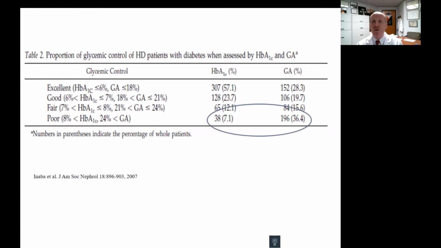In fact, if you then look at GA and categorize the degree of glycemic control, only 28% had excellent control and about 20% good control. Nowhere near the overestimate of good control with the falsely low hemoglobin A1C. And in fact, 36%, not 7%, 36% of those dialysis patients had poor control with a glycated albumin over 24%. So the danger of using an A1C in hemodialysis patients is that it's approximately 2% lower in these patients from Japan, and it makes everybody look like their glycemic control is good when in fact it may not be.